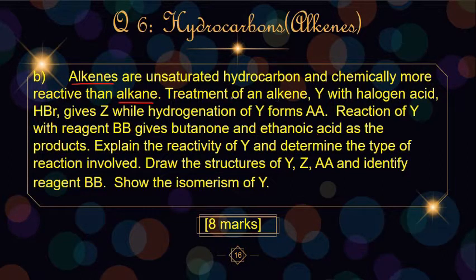If you can see, treatment of an alkene Y with the halogen acid HBr, I tak boleh buat lagi the equation because we don't know how many carbons the alkene actually has. Hydrogenation of Y to form AA is also not the keyword that you need to start finding the structure. But if you can see this statement, reaction of Y with reagent BB gives butanol and ethanoic acid as the products. From here I dah boleh lukis butanol and ethanoic acid.